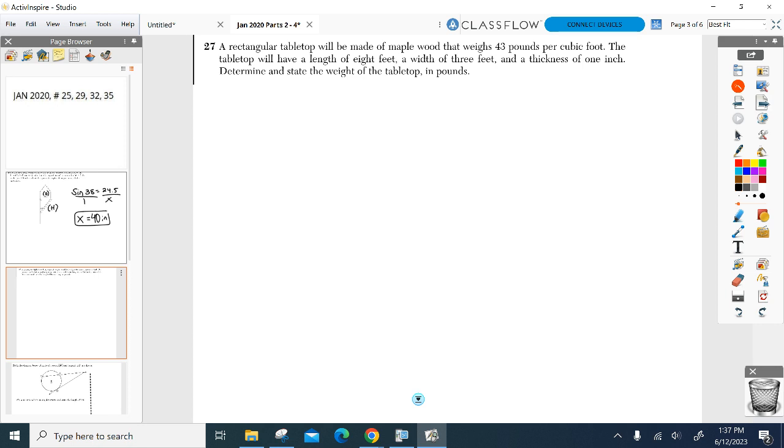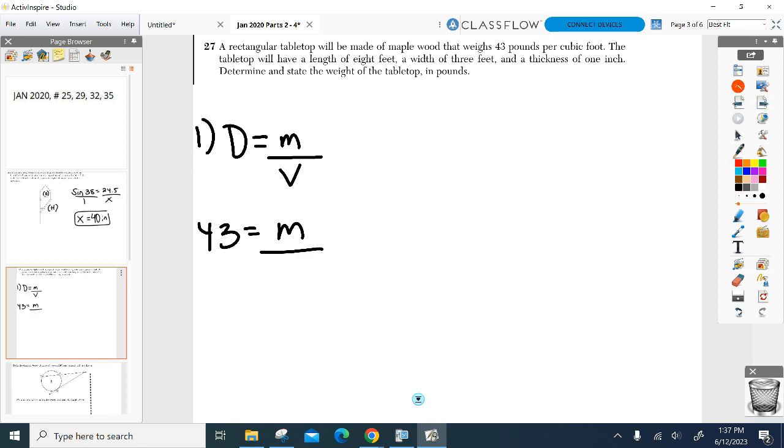43 pounds per cubic foot. What's the 43 represent? That's the density, thank you. So this is a density problem. The first thing I'm thinking about is the formula, which I'm not given: density equals mass over volume. I know the density is 43. I'm looking for the mass, but I don't have the volume. So that's what I'm going to have to calculate off to the side.